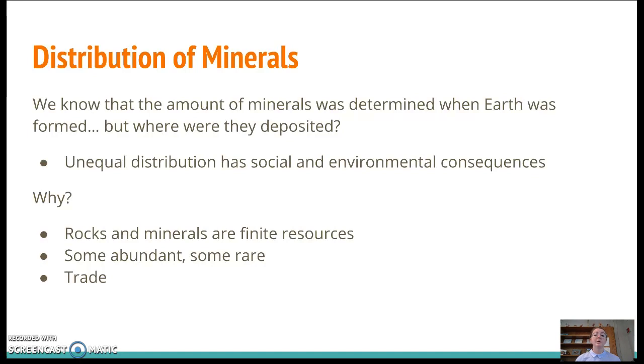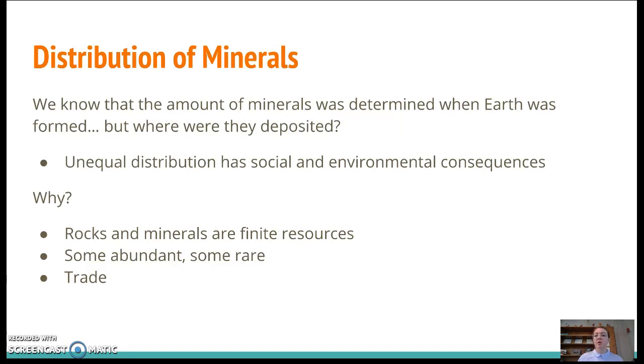So we know that rocks and minerals are finite resources. Once we use them, once we chemically alter them, they're done. We've used them. So like in our use of coal, we know that once we've mined it, once we've burned it for energy, it's gone and we cannot replenish it. And some of these minerals that we have are abundant. We have a lot of it. We've used a lot of coal. We still have a good amount left, but some are really rare.